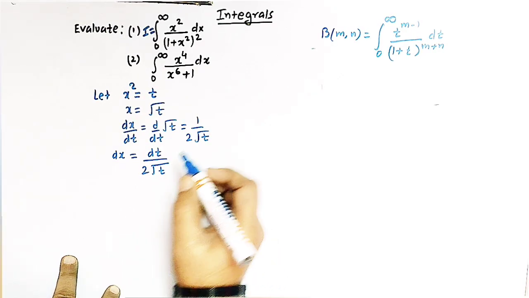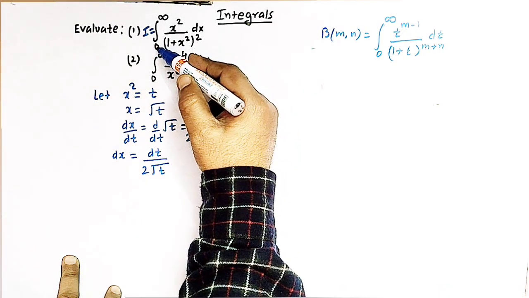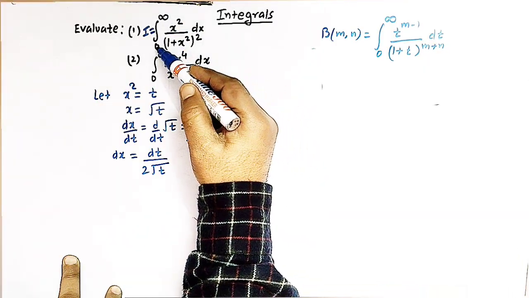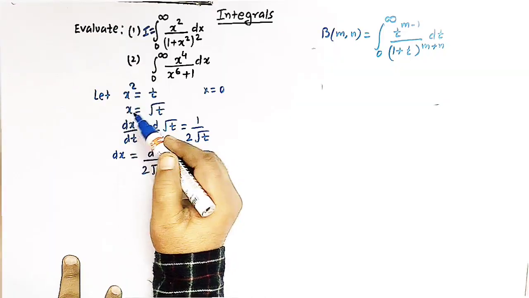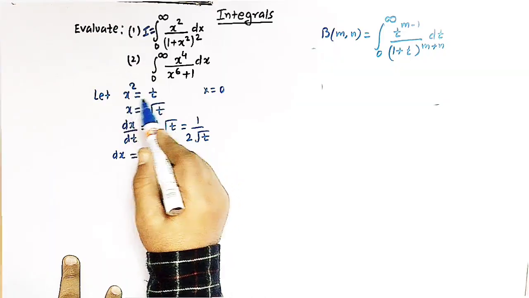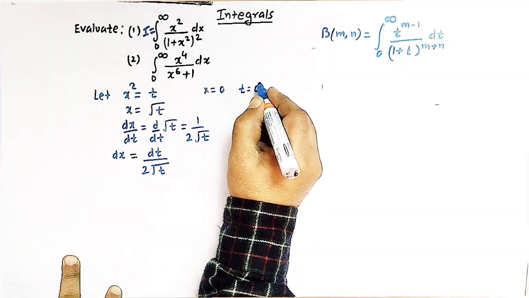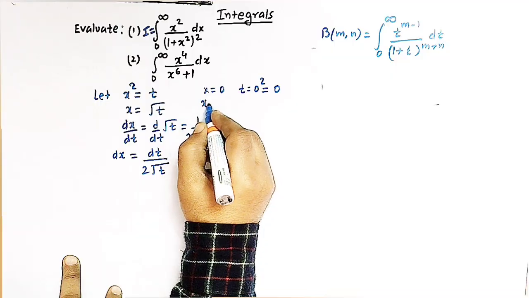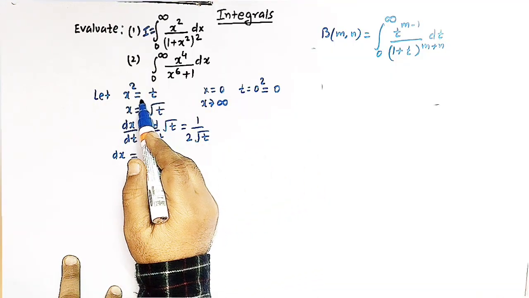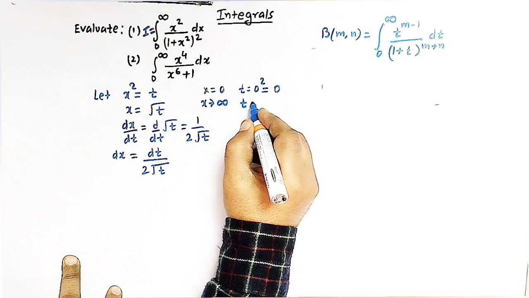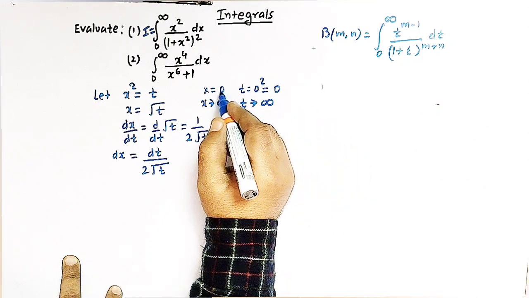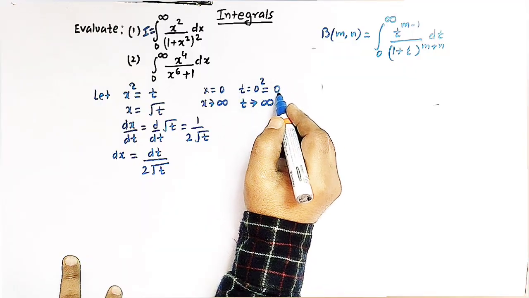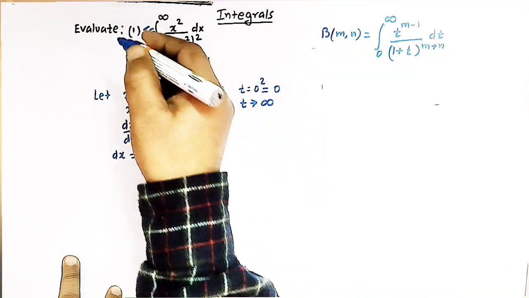So now let us change the limit. So here x varies from 0 to infinity. So when x is equal to 0, then the value of t can be obtained from this relation. So t is equal to 0 square, that is equal to 0. And when x tends to infinity, then from this relation we can see that t also tends to infinity. So when x changes from 0 to infinity, t also varies from 0 to infinity, right? So the limits remain the same.